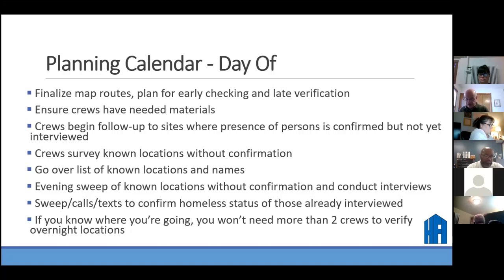And you're verifying the folks that you've already interviewed. Whatever the process is that you're doing, you don't have to do the interview with them because you've already done it. You're just verifying that they are where they said they'd be, or in one of the locations where they said they could be.